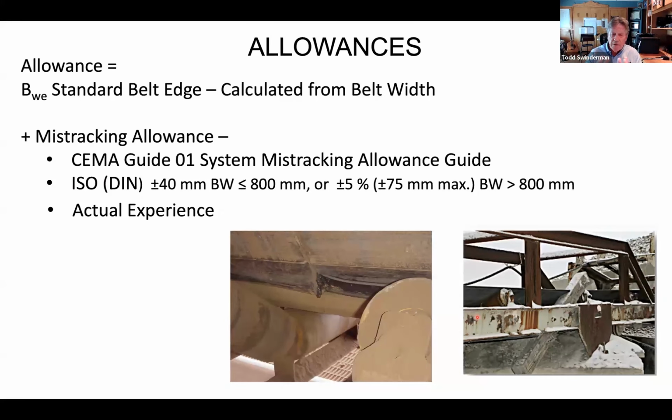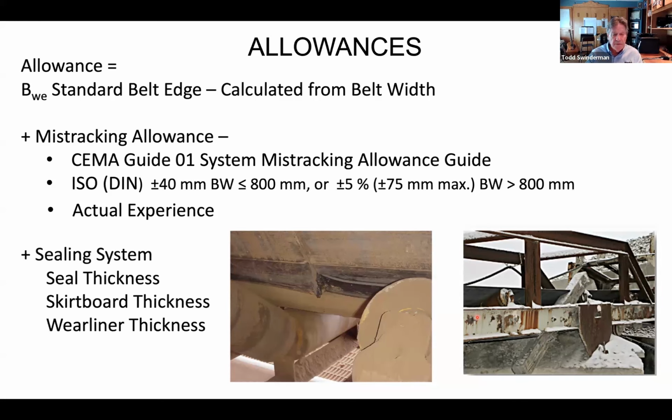And we've covered in other webinars, mistracking can be caused by off-center loading, misalignment of your components. It can even be caused by the wind or ice and snow, things of that nature. So it's very important to consider that in your skirtboard spacing. And then you've got the thickness of the sealing system. Whatever system you use, you need to know what that is so you can calculate how far along the trough edge of the belt before you can put your skirtboards.